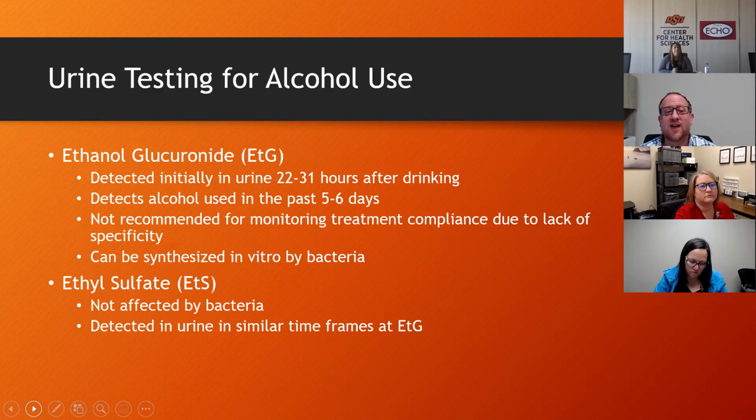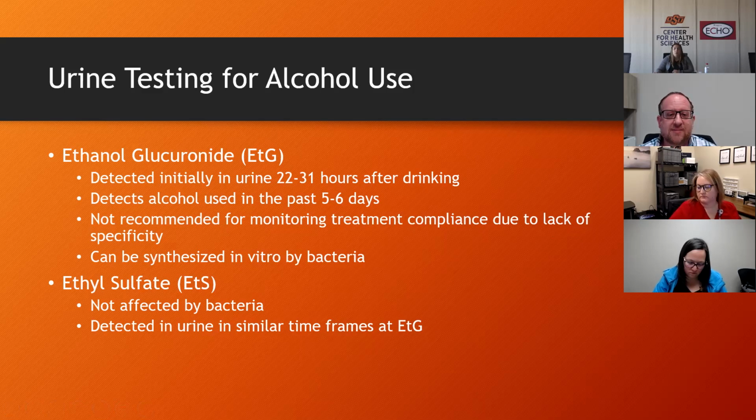The one that is primarily used is something called ETG, or ethanol glucuronide, which is a metabolic product of the breakdown of alcohol, and that's going to be detected in the urine, usually within the first 22 to 31 hours after drinking. So you can't use it for immediate testing. If it's before 22 hours from the drink, you're going to probably want to get a blood alcohol level if you're needing an urgent level quicker. But it will detect alcohol use within a fairly long period of time, 5 to 6 days.